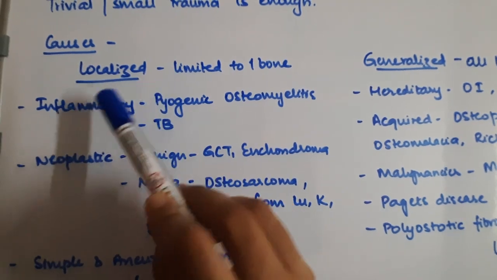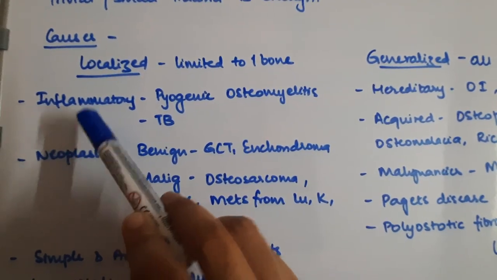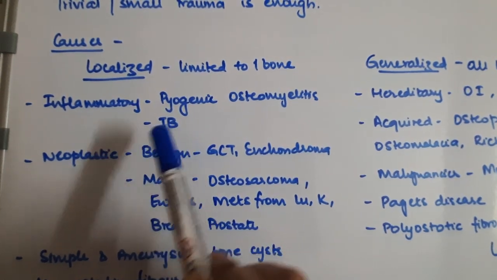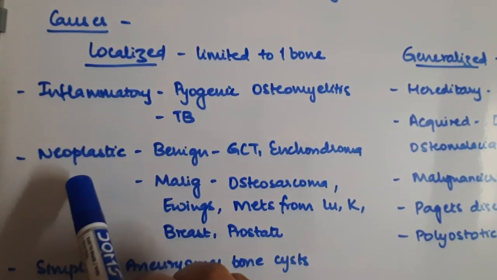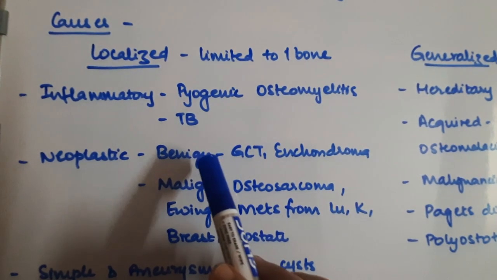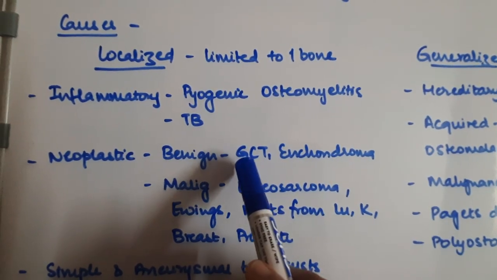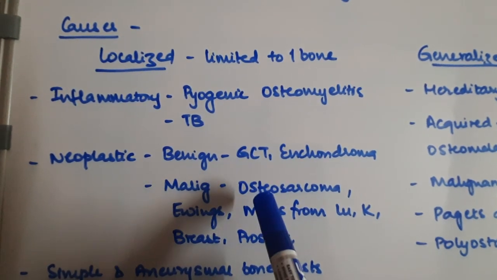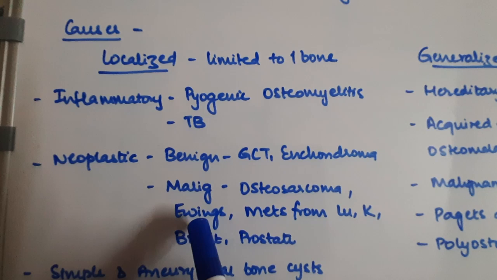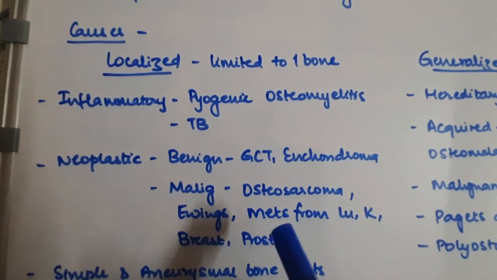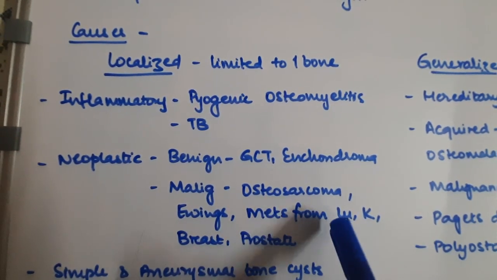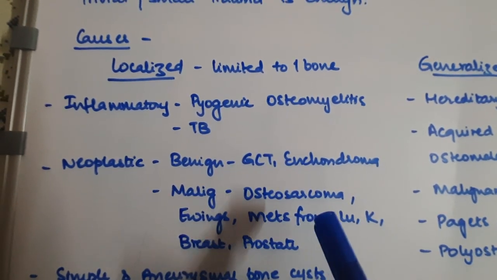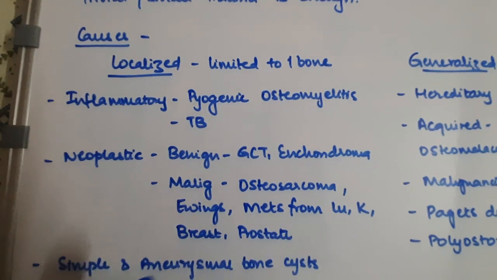Examples of localized causes include inflammatory causes like pyogenic osteomyelitis and tuberculous osteomyelitis. Then there could be a neoplasia in a particular bone, like a benign tumor, like a giant cell tumor or an enchondroma, or malignant tumors like osteosarcoma and Ewing sarcoma. Also, metastasis from lungs, kidney, breast, and prostate may weaken a bone and make it prone to fractures.